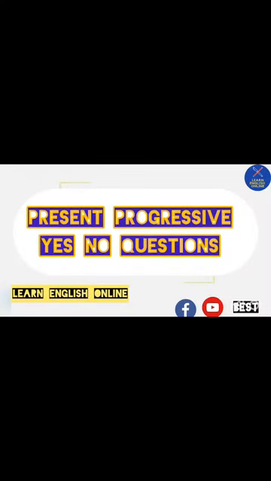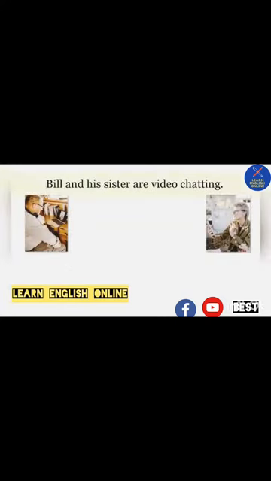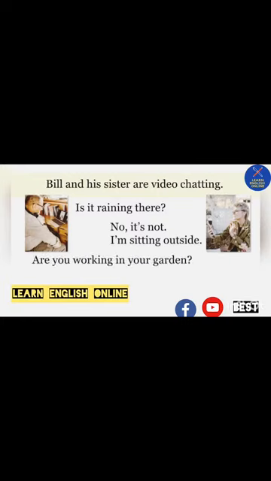Present progressive yes-no questions. Bill and his sister are video chatting. Bill asks, "Is it raining there?" "No, it's not. I'm sitting outside." "Are you working in your garden?" "No, I'm not. I am drinking tea." Notice the question, "Is it raining? Are you working?" Let's look at how to form yes-no questions in the present progressive.